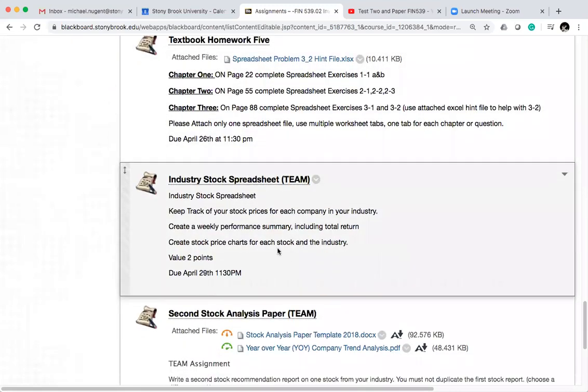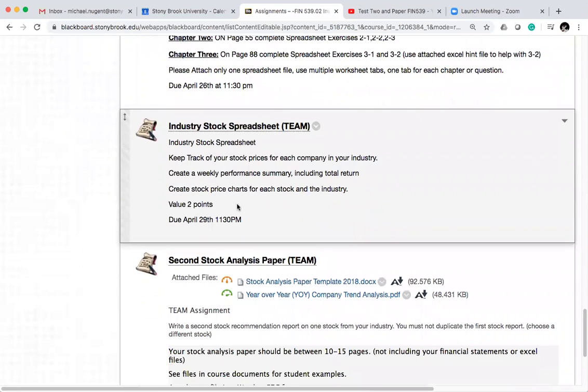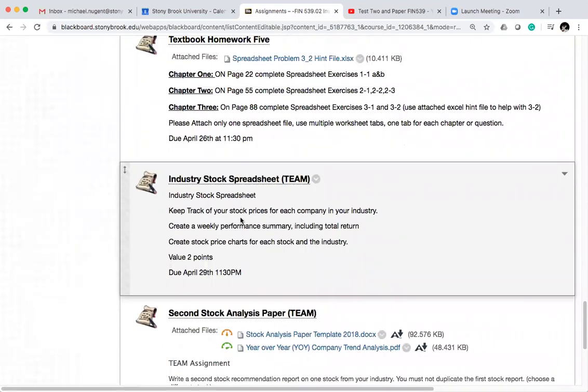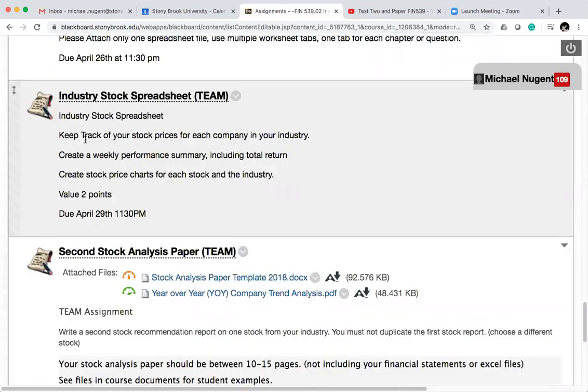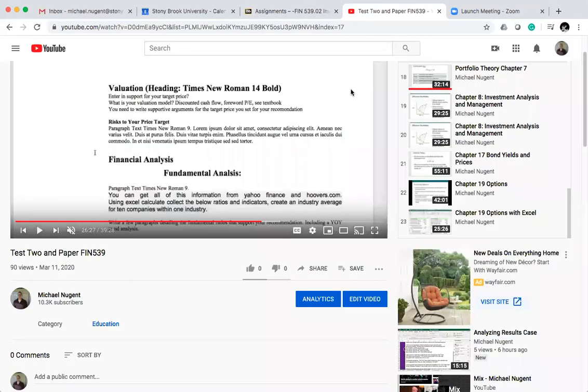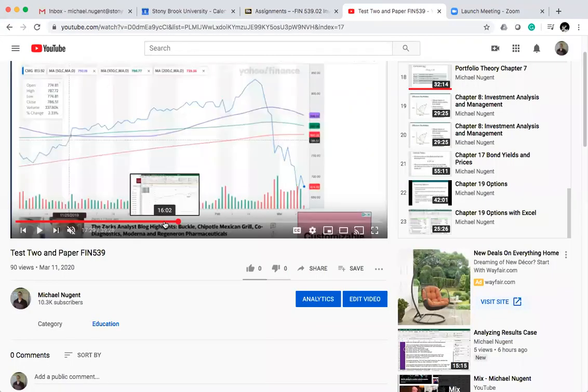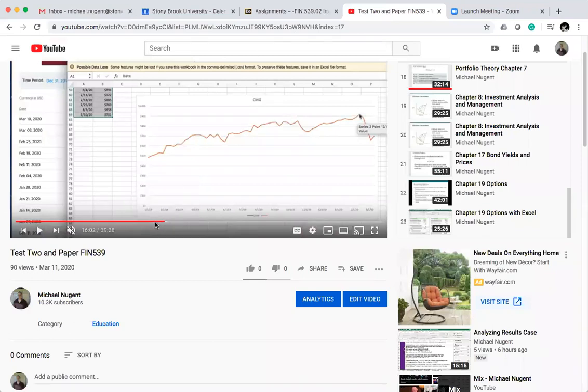And then we have the stock industry spreadsheet. So this is an assignment that I don't think I've talked about before. So keep track of your stock prices. Make this a little bit bigger. Keep track of your stock prices for each company in your industry. Create a weekly performance summary, including total return. Create stock price charts for each stock in the industry. Maybe I went over this with this video. Yeah, I think I did.